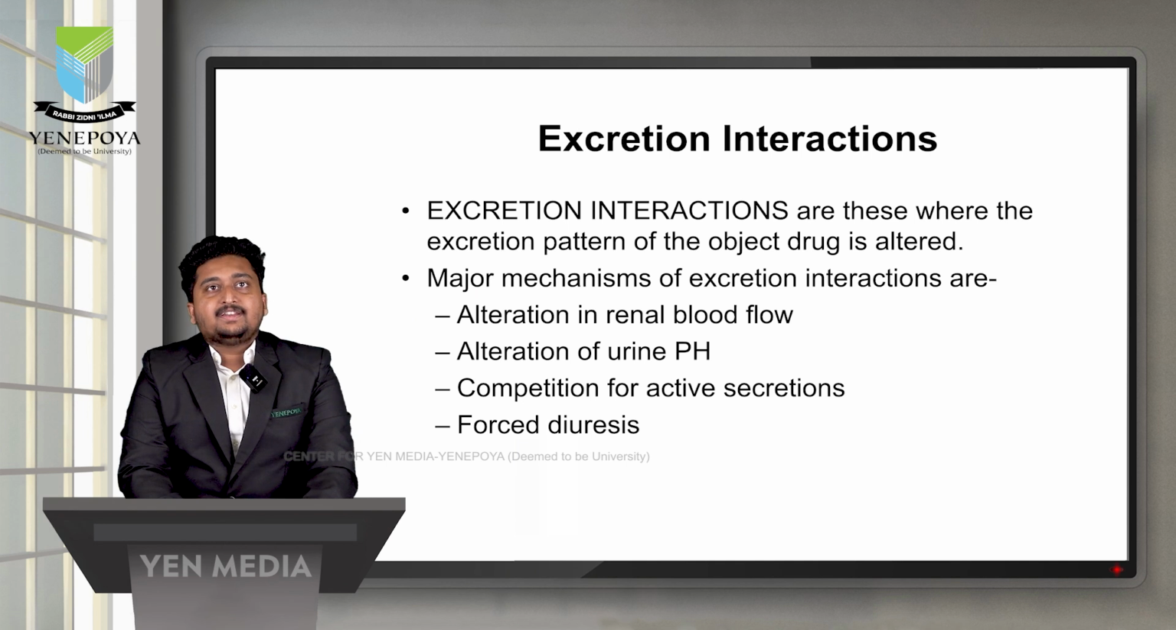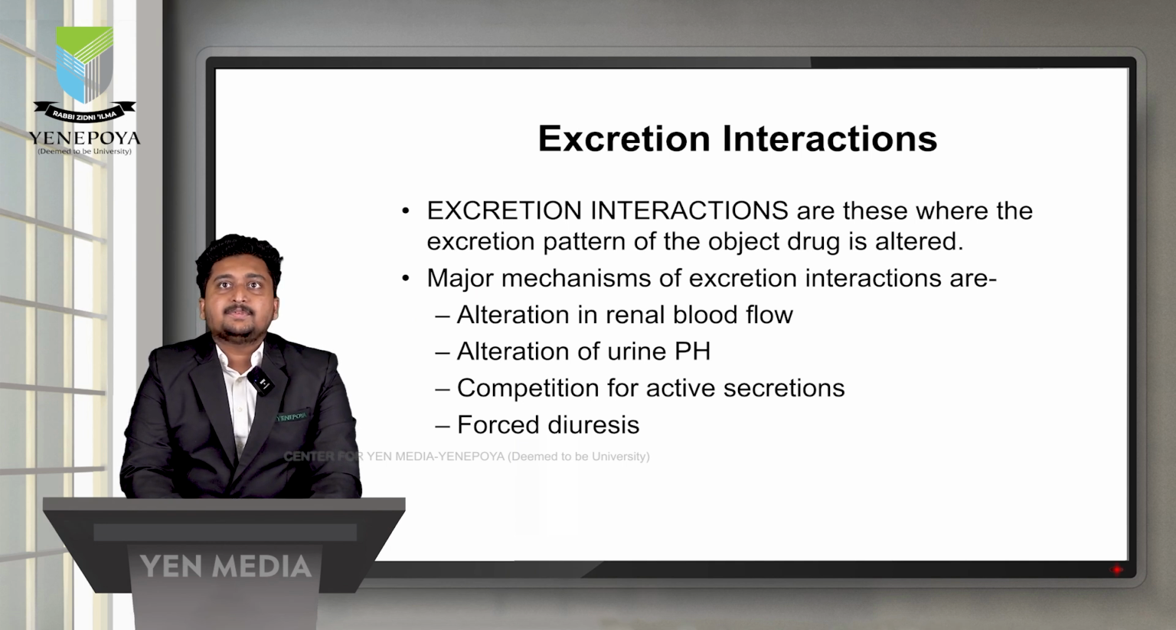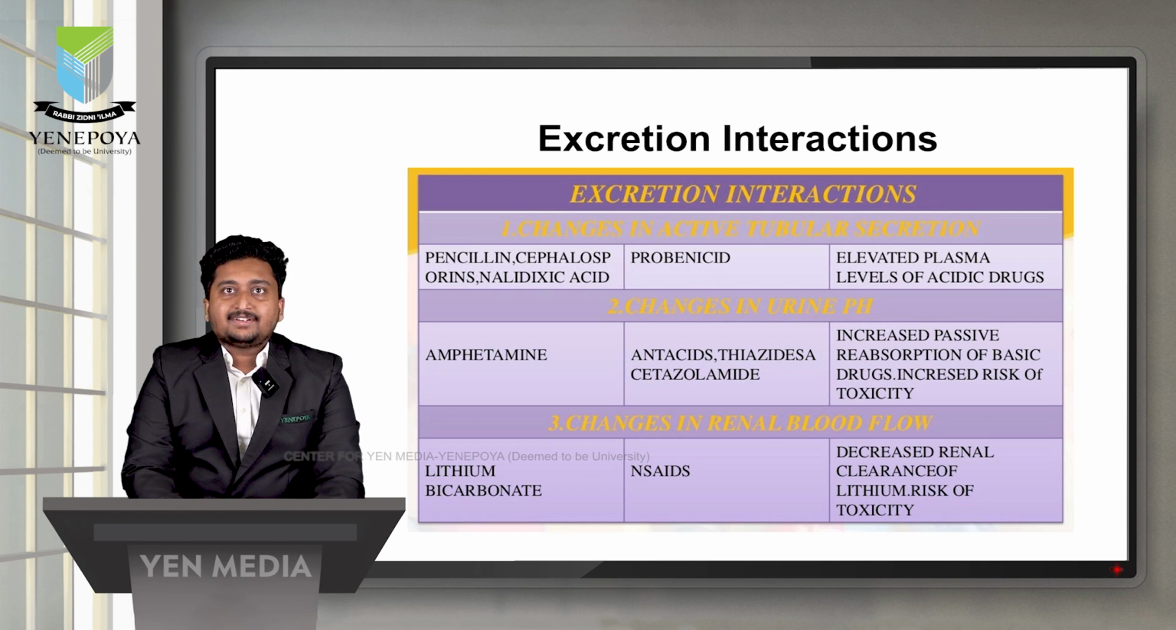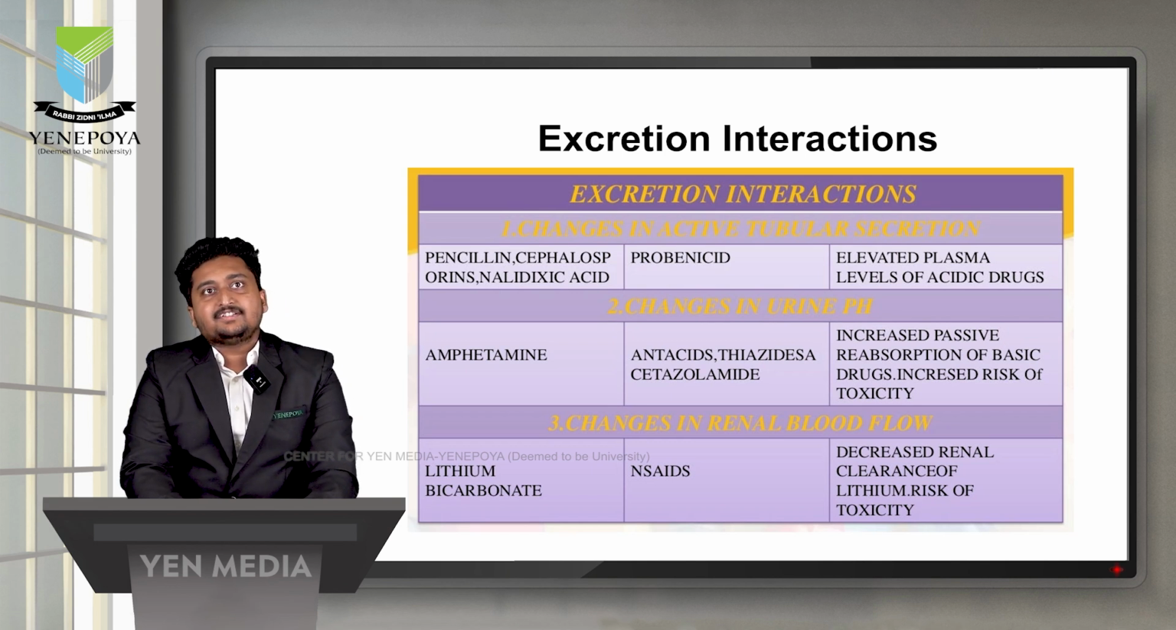Lastly, under pharmacokinetics, we have excretion interactions, which are those where the excretion pattern of the object drug is altered. It could be because of changes in the renal blood flow, alteration of urine pH, competition for active secretion, or forced diuresis. So we have certain examples here for the excretion interactions.